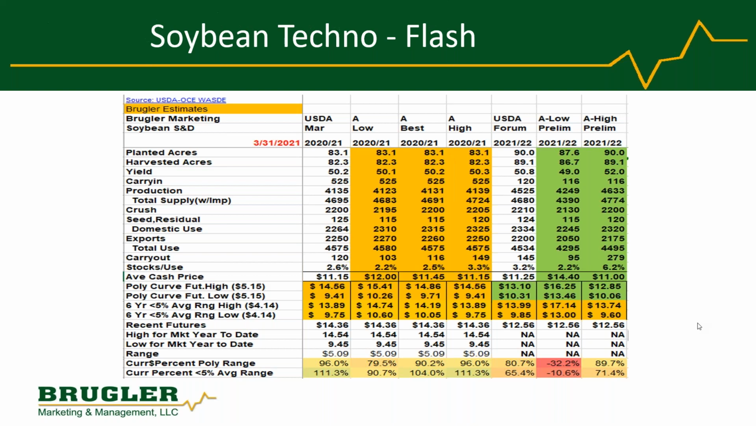Using our polynomial curve, if they are in fact 14.40 cash for the year, we could see a range of 13 to 16. November futures are only trading 12.56 yesterday, 12.63 tonight. So that's below the range that you would expect to see prices if this is the scenario that actually develops. So that's why the soybeans rallied limit up yesterday. Hey, we're way too cheap if this is all over the ground we're going to plant and there's anything wrong with the crop yields.